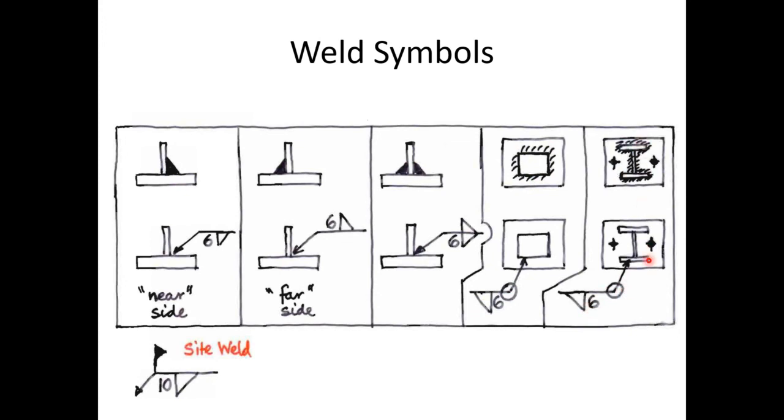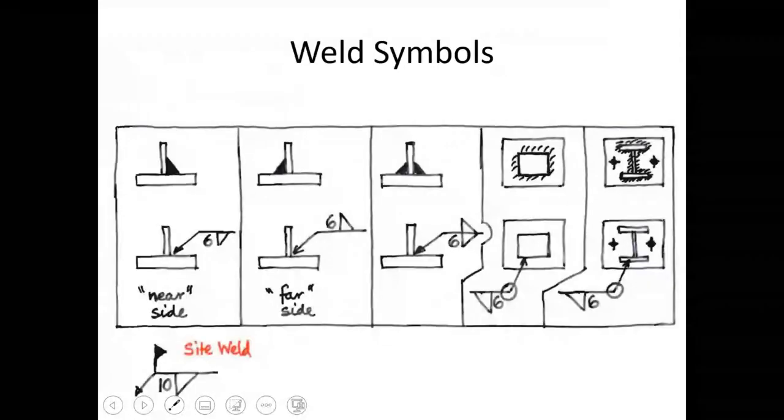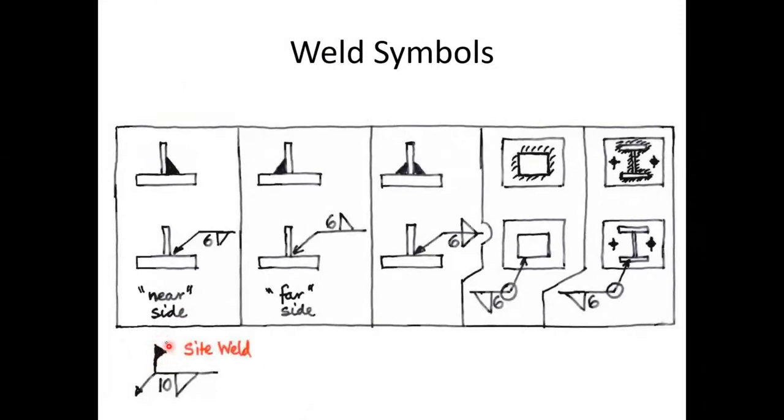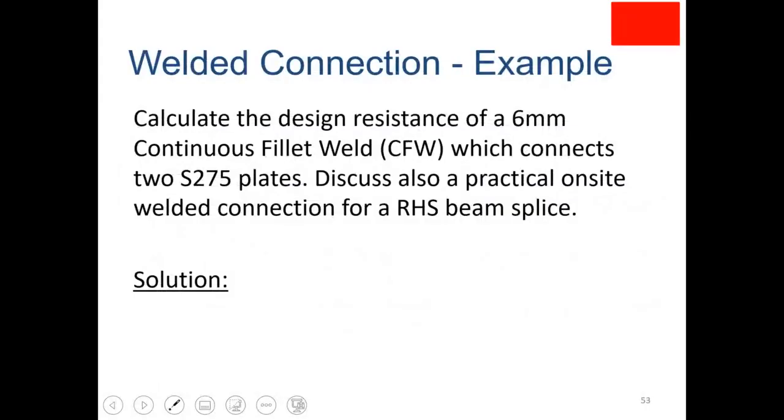So there's an I section, and on the near side, so outside of all the edge here, we put a fillet weld all the way around, fully around it. So the circle around is fully around. And if you want a site weld, you put another little filled-in flag here if it's a site weld. Again, this is a 10 millimeter site weld on the near side because the open flag is on the underside of the arrow. Okay, so very quick example here.